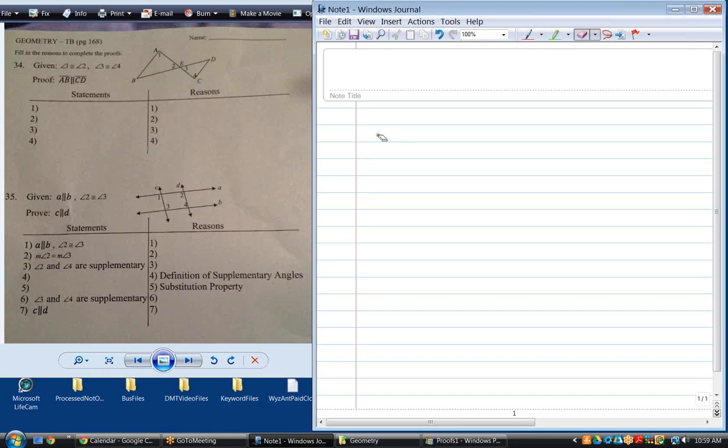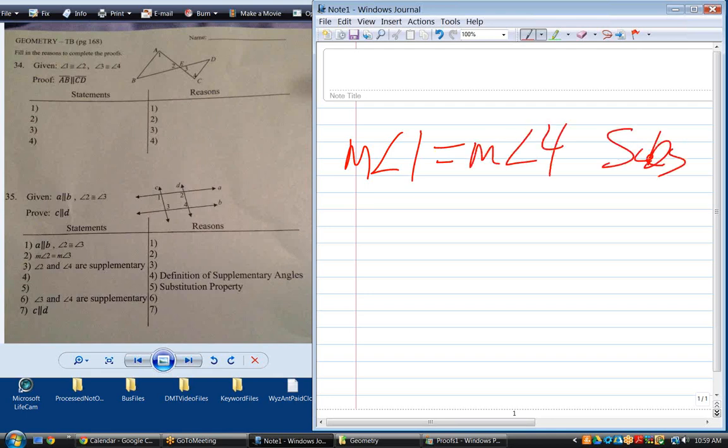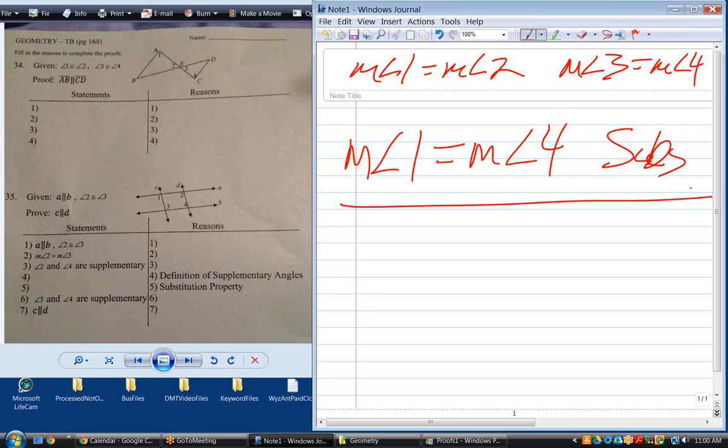But statement 3 would simply be the measurement of angle 1 equals the measurement of angle 4 because we can substitute. In other words, we've just said that the measurement of angle 1 equals the measurement of angle 2, and the measurement of angle 3 equals the measurement of angle 4. Therefore, by the substitution property, I can substitute 1 for 2, and I can substitute 4 for 3. So I can get this only because of the substitution property.